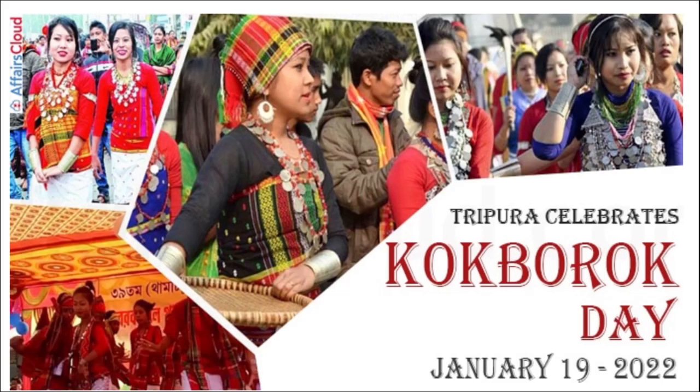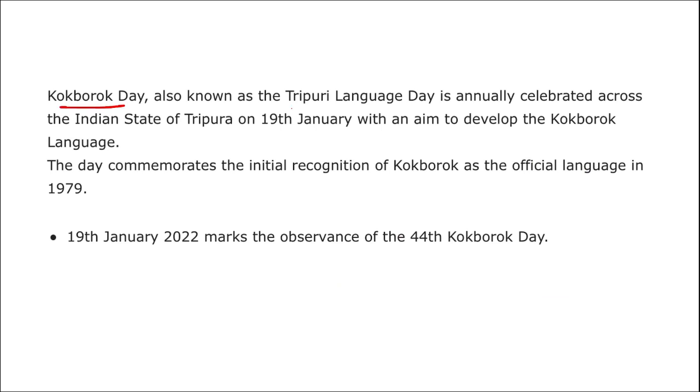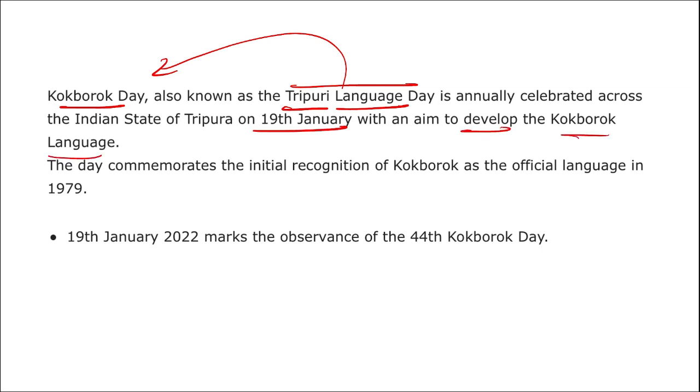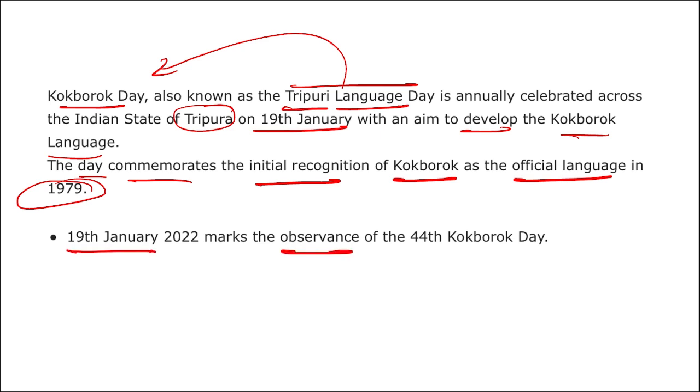Alright. Moving on. Cockborok Day. Tripura celebrated the Cockborok Day. Highly important. Mark this on 19th of January. Cockborok Day, also known as the Tripuri Language Day. So they both are the same thing, Cockborok Day or Tripuri Language Day, observed on 19th of January with an aim to develop the Cockborok language. It is observed by Tripura state. The day commemorates the initial recognition of Cockborok as the official language in 1979. 19th January marks the observance of the 44th edition of the Cockborok Day, and it is observed in Tripura.